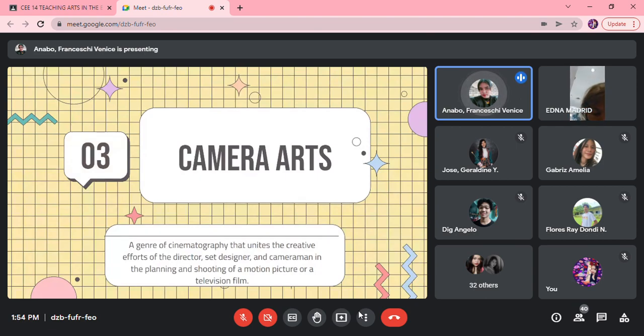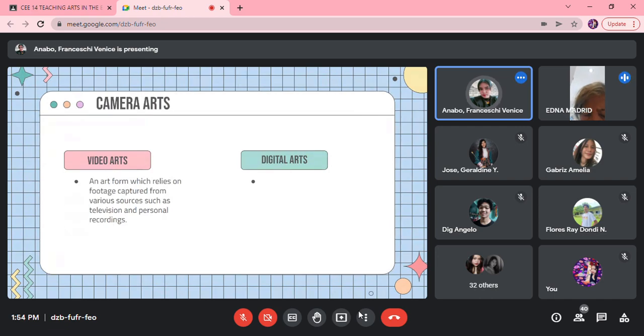So under camera arts, we have video arts and digital arts. Video arts is an art form which relies on footage captured from various sources such as television and personal recordings. So yung video arts, yan yung mga videos na nakikita natin sa television. Yung mga nabanggit ko kanina, yung mga examples ng nakikita sa television. Tapos sa personal naman is, kala natin yung mga videos na pinagawa natin na hindi siya considered as art. Kasi madalas, diba, trip-trip lang tayo. But kahit personal videos yun, as long as ilagyan natin ng effort or creativity, that is considered as art.